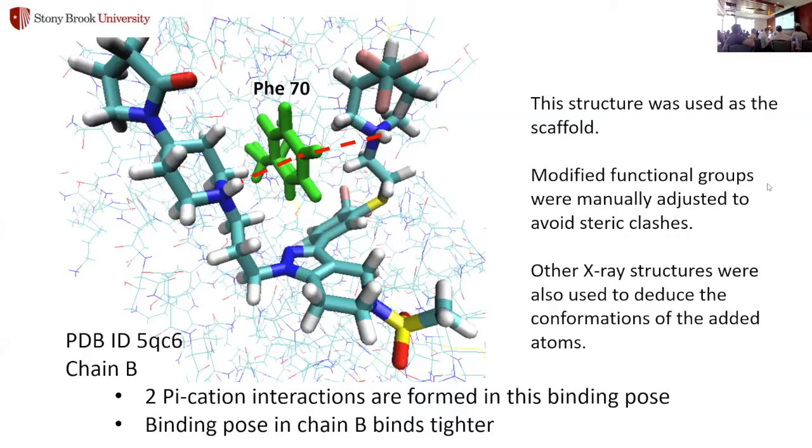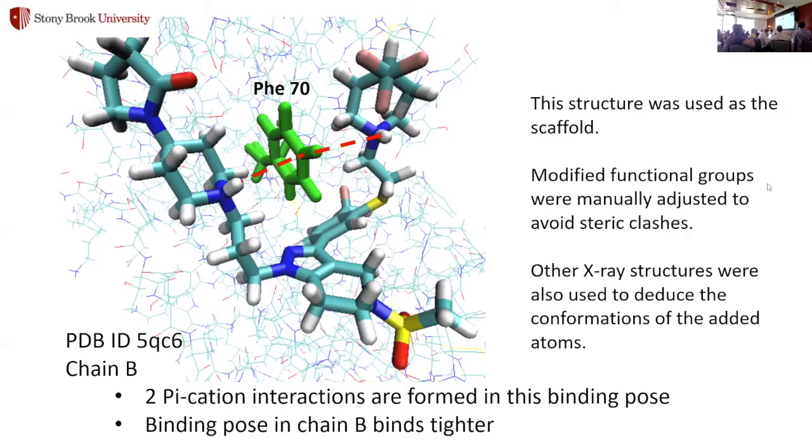Since the proton is charge carrying, pointing towards solvent is much more favorable than pointing towards a protein and getting buried, right? So we choose this one. This is just some minor things, but very important for free energy calculation. So this is our scaffold.